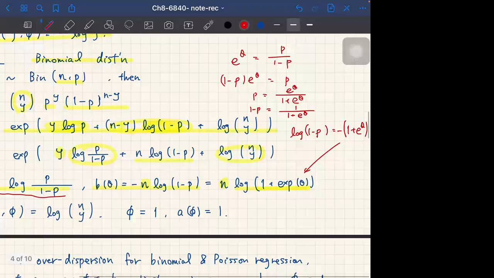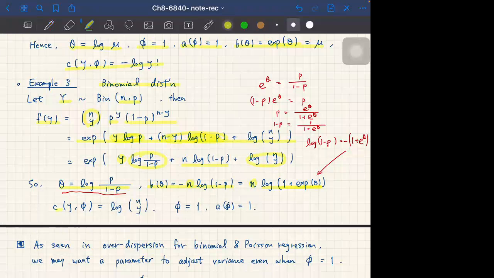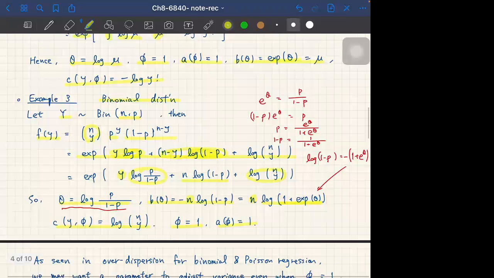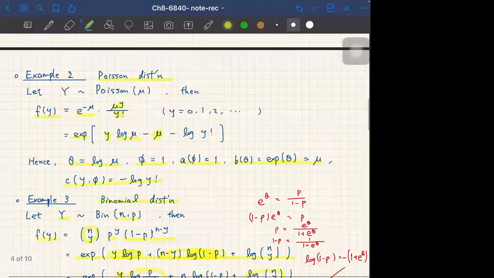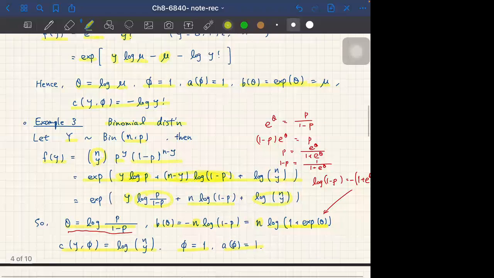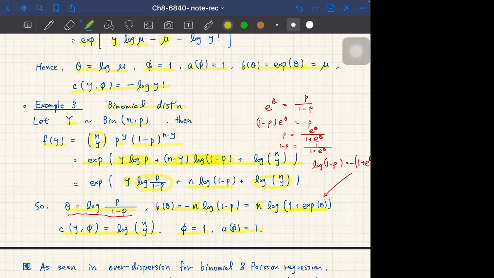And the c function, c is here. So this is just a reminder. And here again, phi is equal to 1 and a of phi is equal to 1. So actually phi does not exist. So for the binomial distribution and the Poisson distribution, we only have one parameter which dominates both the mean and also the scale.